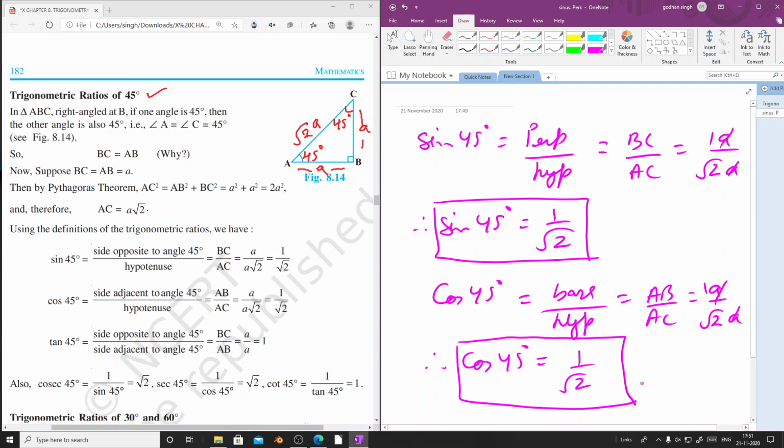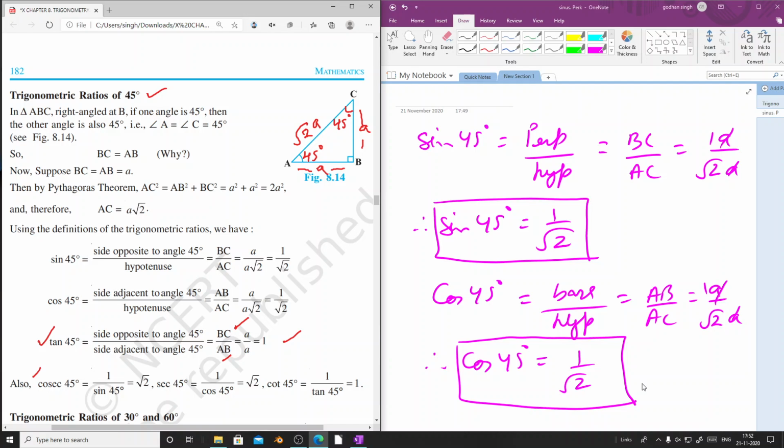So what is tan 45 degree? Here you can see that we have derived tan 45 degree. Tan 45 degree is perpendicular by base. So that is how they are defining it, perpendicular. So what is the perpendicular in this case? That is BC. What is the base? AB. So BC is A, also AB is A. So A over A, that will be getting 1. Therefore tan 45 degree equal to 1.